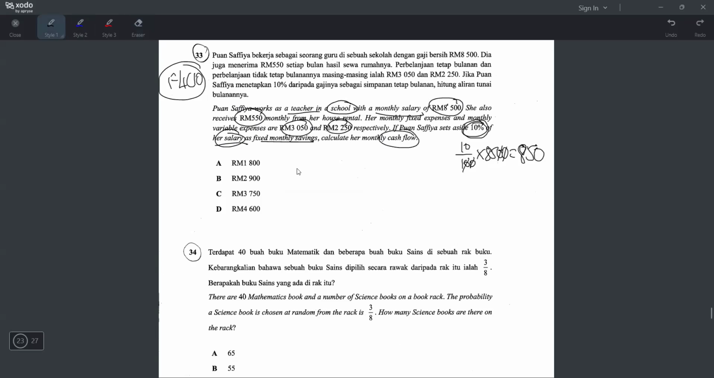Okay, now how to find cash flow? Cash flow formula is very easy. You just take the total income minus the total expenses. Total income minus total expenses. Okay, what's the total income? 8,500.